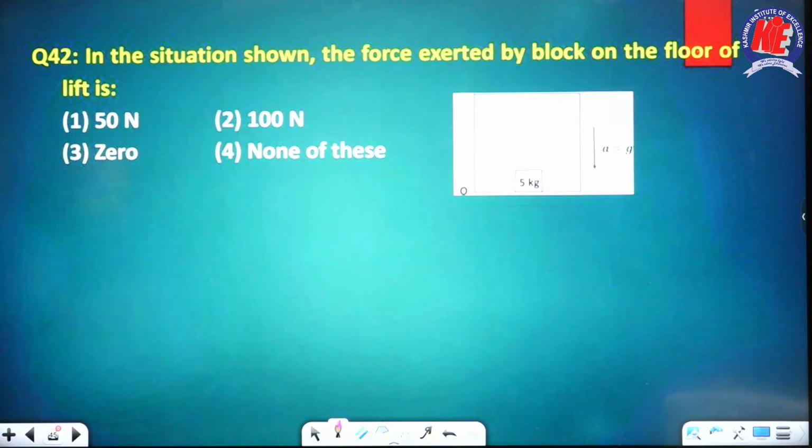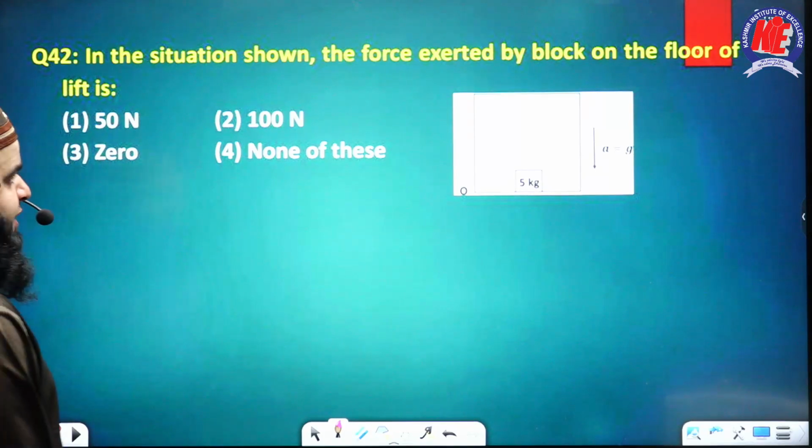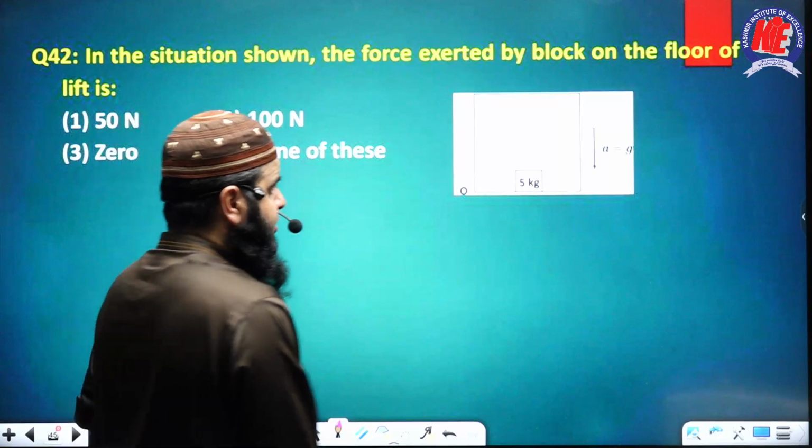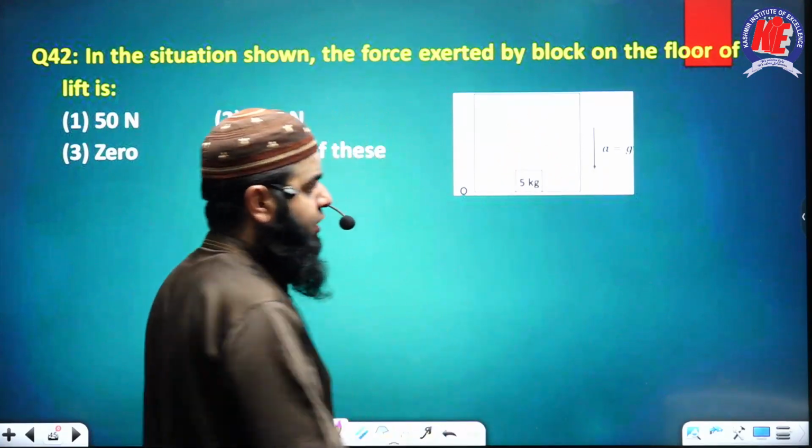Next one. In the situation shown, the force exerted by block on the floor of lift is, my people, the block is going down with the acceleration that is equal to the g.